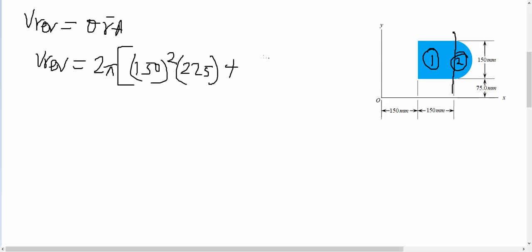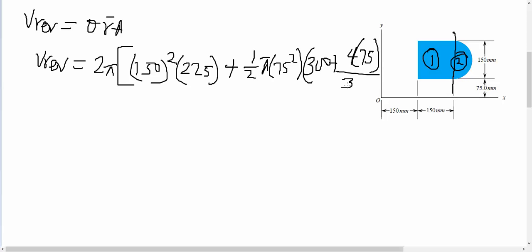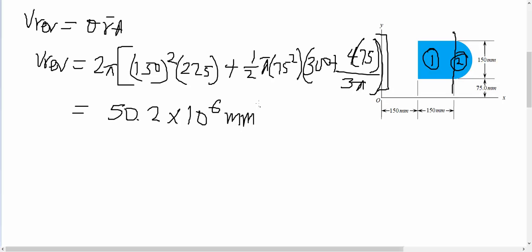Plus the area of your semicircle is 1/2 of pi r square. Now the centroid is 300 plus 4r over 3 pi. Close parentheses, close brackets. And plugging this in your calculator, you should have 50.2 times 10 to the 6 millimeters cubed, because it's a volume.